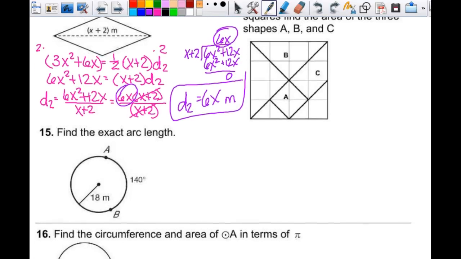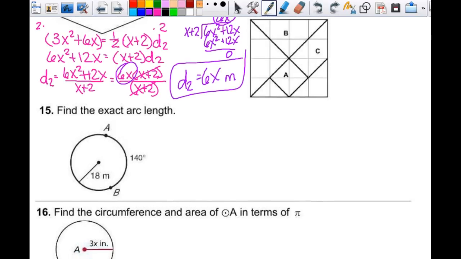All right, so now we're going to find the exact arc length. So our arc length formula is that you have the measure of the arc over 360. That's equal to the length over 2 pi r. So the radius is 18. So 2 pi r times 18 is going to give me 36 pi.